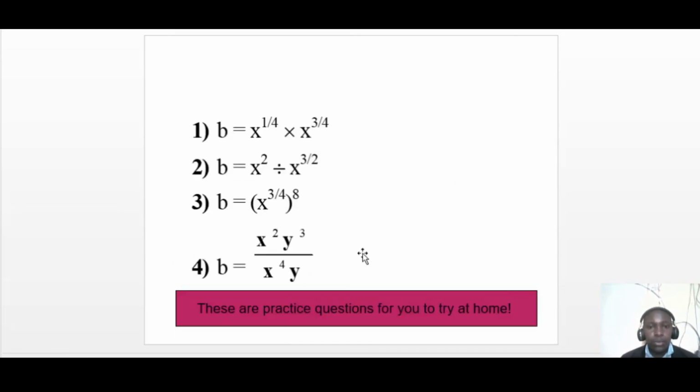You can try to do more practice questions at home, like this one. Try to do this one at home and see whether you're going to apply the rules or the laws effectively.